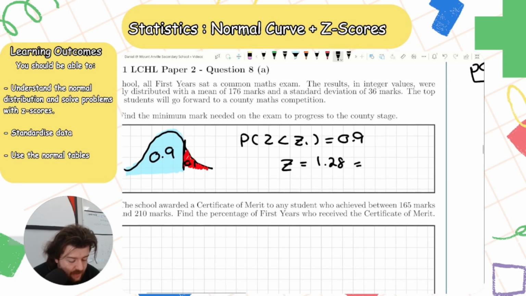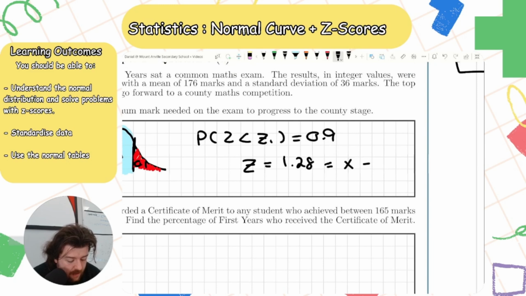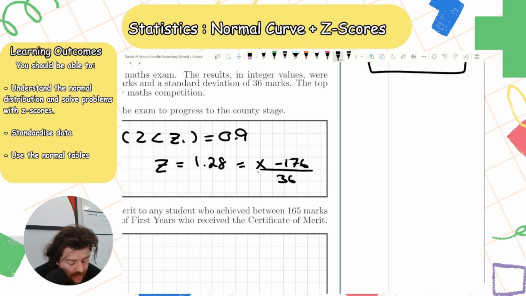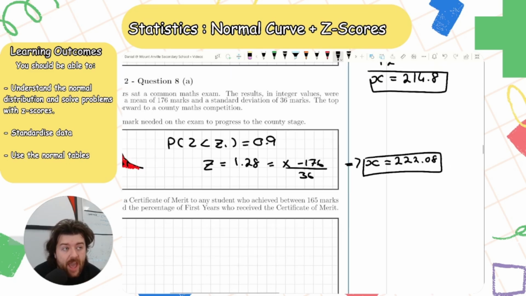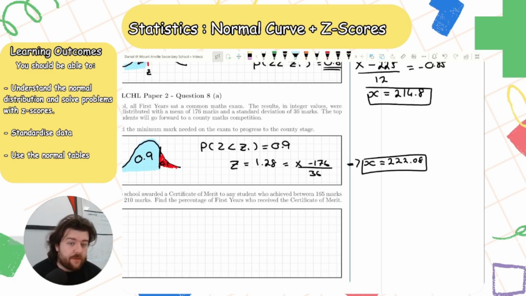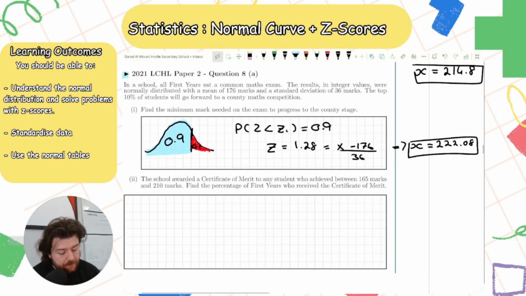When you look up the Z tables, I now need to solve for X. My mean is 176 and my standard deviation is 36. So multiply across by 36 and then add on the 176. I'll get x is equal to 222.08. So if you scored this mark or above, you were in the top 10% of people in the maths test, and you were going to county.